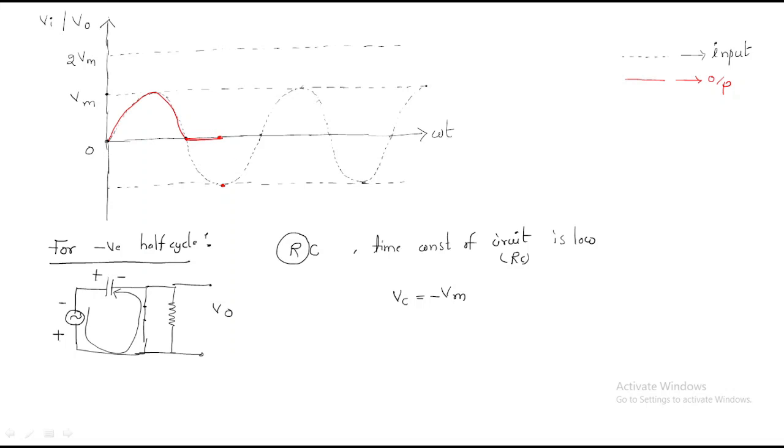After that, at this point the capacitor voltage will become minus Vm. Okay, fully charged at minus Vm because the time constant is less. So at this condition we will find out the voltage across the diode. If we take the voltage across the diode, the voltage across the diode will give, in this condition, minus the input voltage.